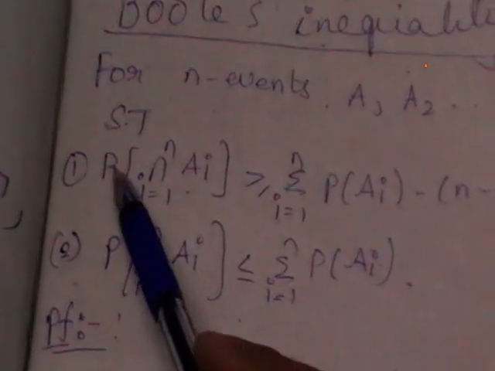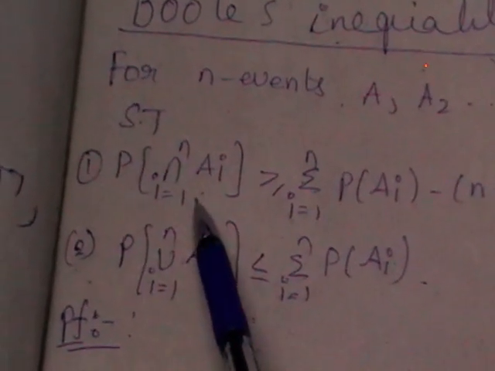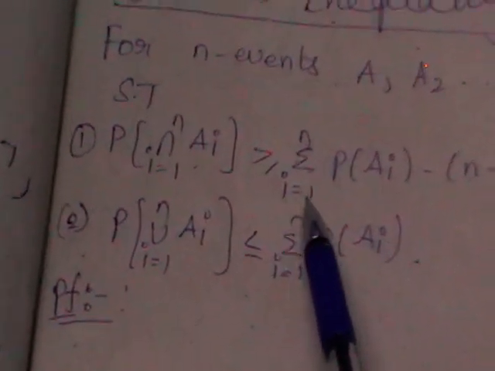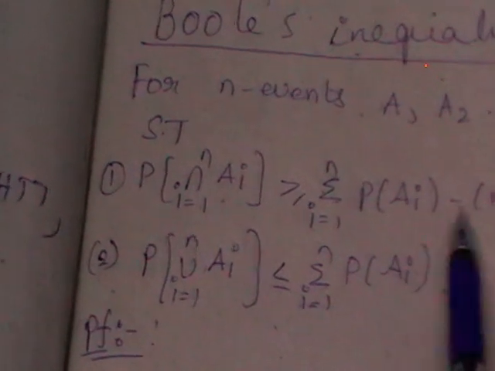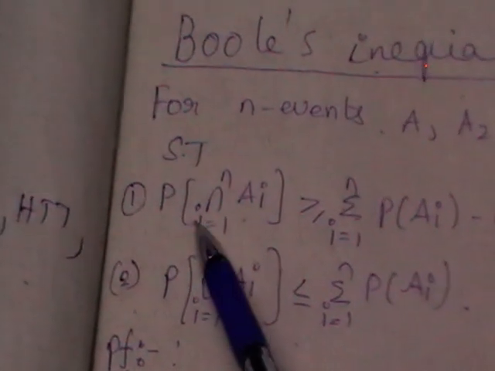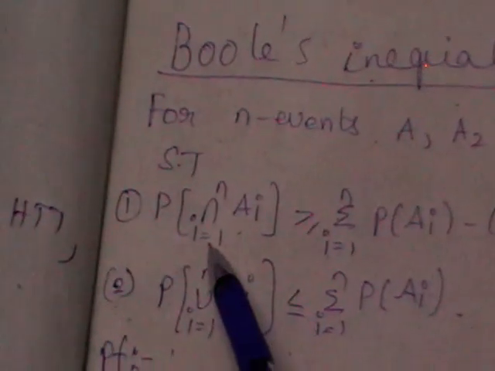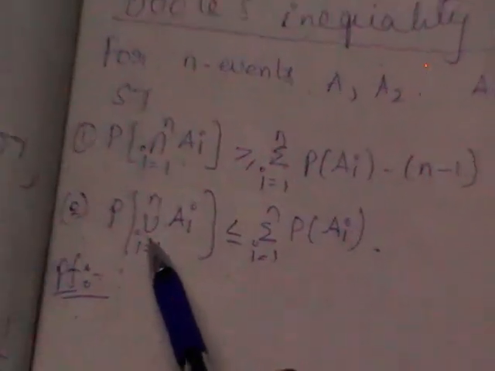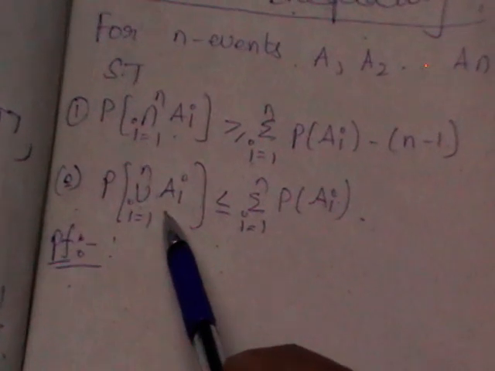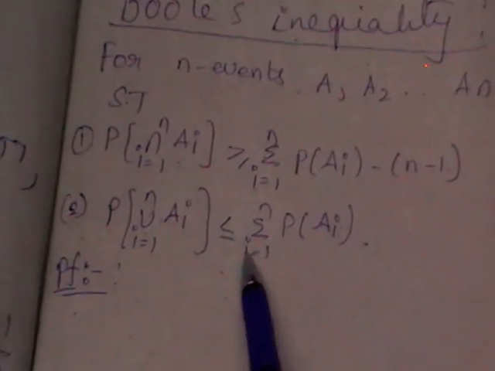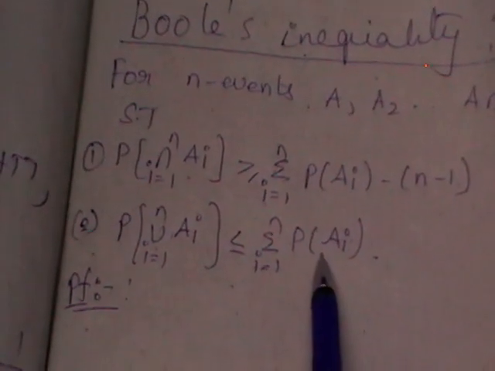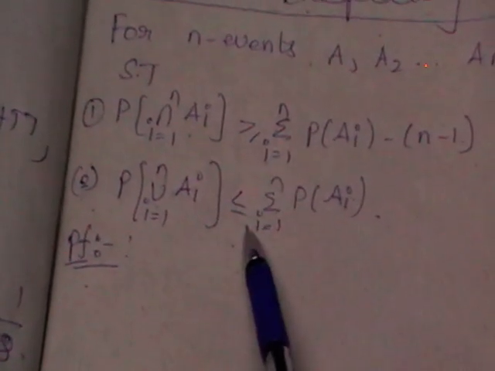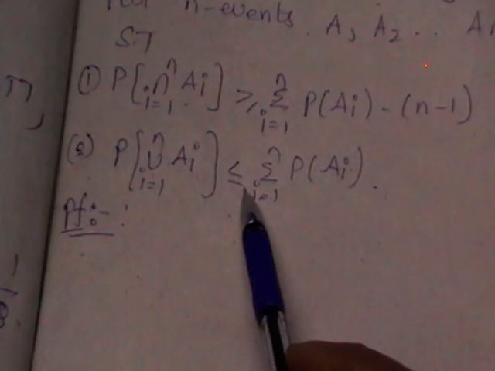It consists of two bits. The first bit is probability of intersection i equal to 1 to n of Ai is greater than or equal to sigma i equal to 1 to n of P of Ai minus (n minus 1). The one involving intersection is the first bit. The other one is probability of union i equal to 1 to n of Ai is less than or equal to sigma i equal to 1 to n of P of Ai. So we have two bits, one involving greater than and one involving less than or equal to.